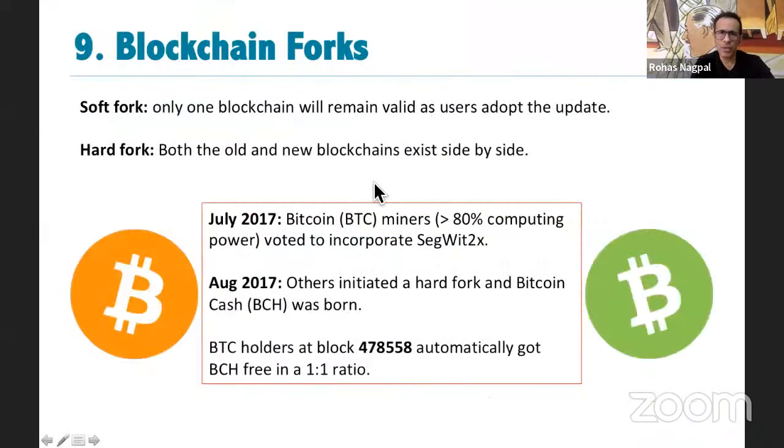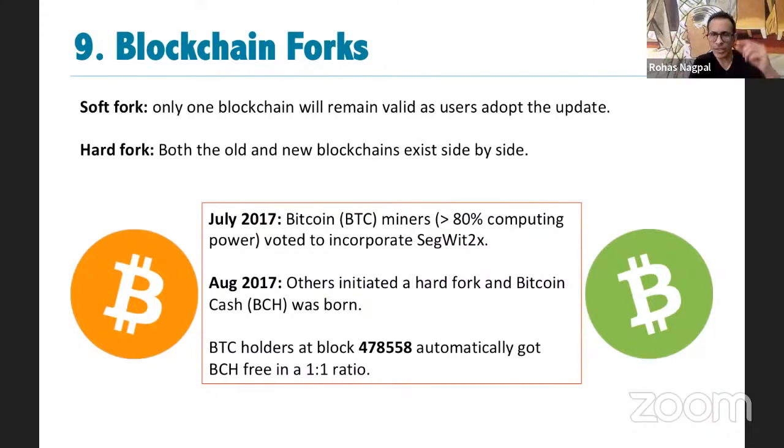Then we have a concept called blockchain forks. Soft fork is one where after the fork is done, the blockchain doesn't break into two. It remains one blockchain. So it's usually a software kind of upgrade. A hard fork is one where after that happens, the blockchain breaks into two and becomes two independent blockchains, both of which will continue to exist.